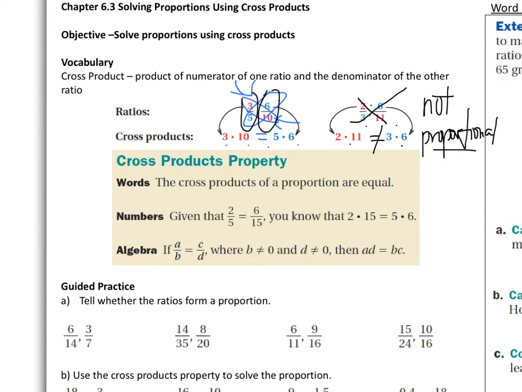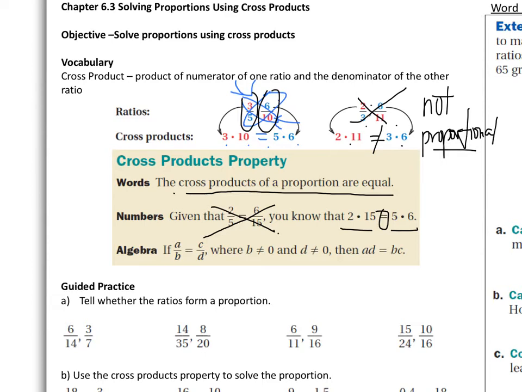And here's the cross product property. It just means that the cross products of a proportion are equal. So a number representation will be 2/5 equals 6/15. And if we take the cross product, 5 times 6, which is 30, and 2 times 15, which is also 30, they are equal to each other. And we're going to use this property to solve proportions.